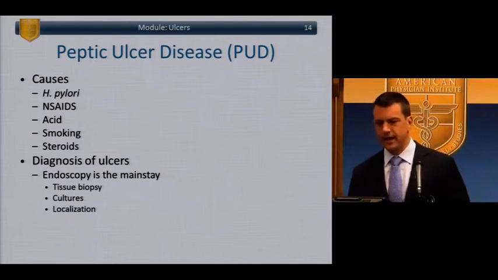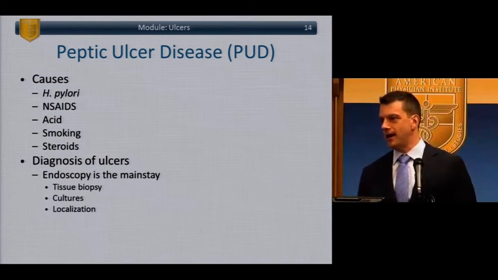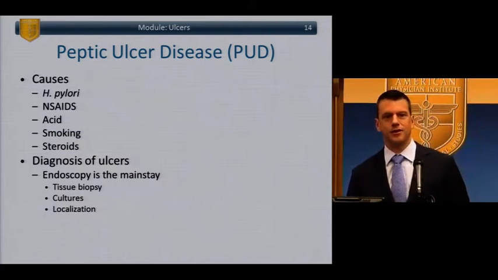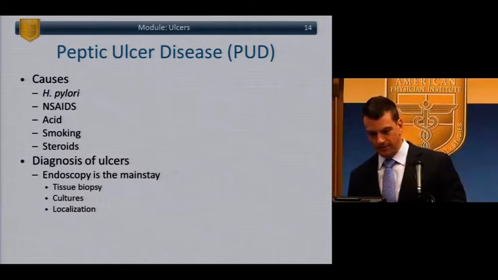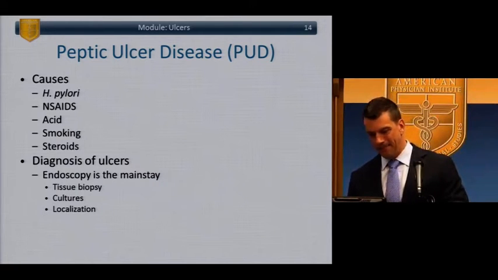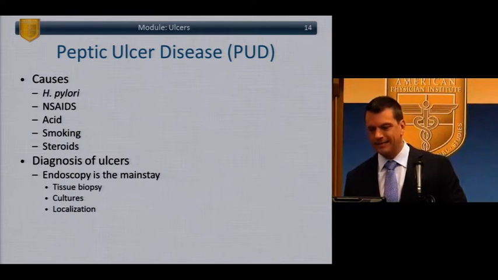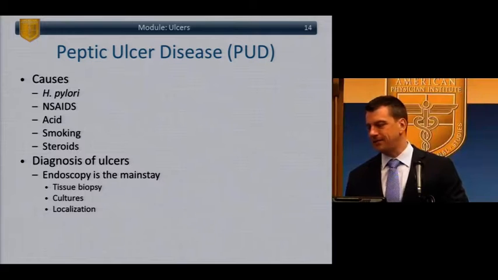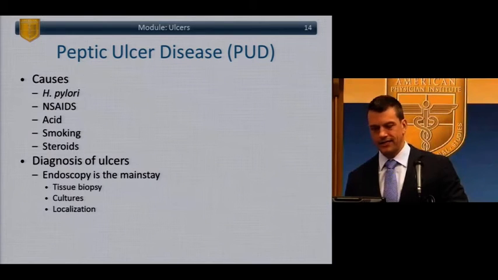Peptic ulcer disease, there are several causes. H. pylori has been identified as one of the largest causative organisms and has really changed therapy and or need for further surgery on ulcerative disease. NSAIDs are still a big player. We still have a lot of people taking these drugs. Acid, smoking, steroids. The diagnosis, endoscopy is the mainstay. It's good. You can get a tissue biopsy. You can get cultures if needed to determine if H. pylori is indeed the causative agent, and you can also localize the ulcers.